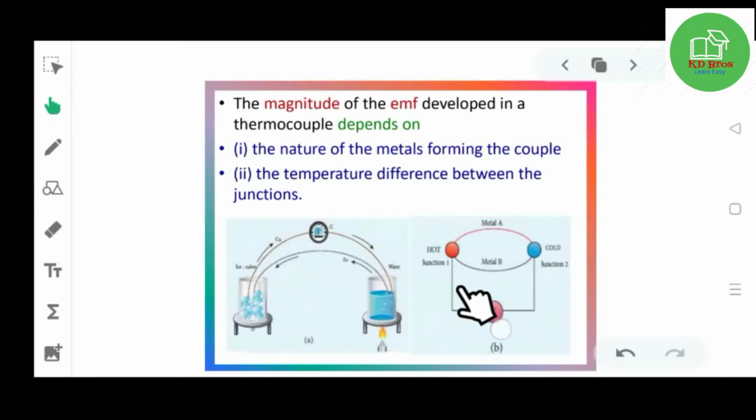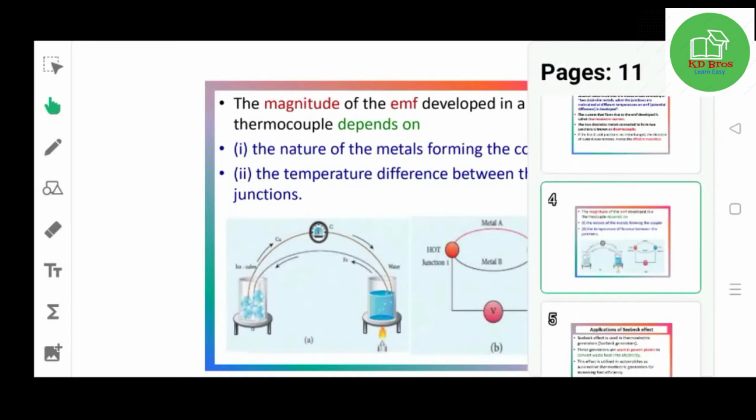In the same way, suppose you are maintaining a hot junction and a cold junction between, for example, metal A and B. We have considered two dissimilar metals, and between this junction we have applied a potential. When you apply a potential, one junction may be a hot junction and the other junction may be a cold junction.